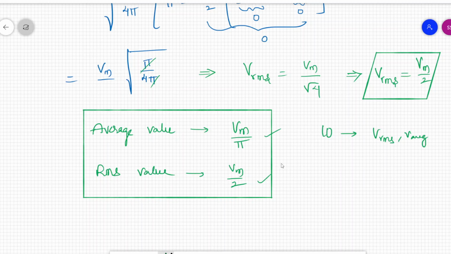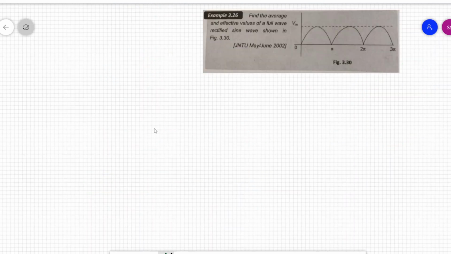Okay, so let us take a few problems here. Let us take the second problem. So here is our second problem: find the average and effective values of the full wave rectified sine waveform as shown here. The waveform is showing the output of a full wave rectifier.